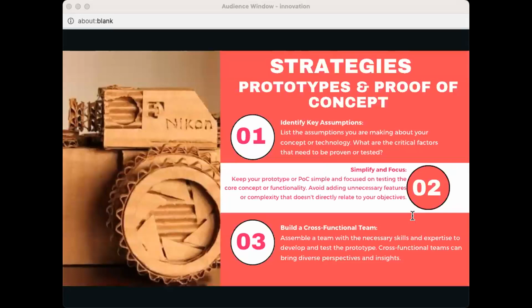And the strategies, again: identify your key assumptions. What are the critical factors that you need to prove or test? You are assuming that this is how the consumer is going to use your product, and then keep it simple. Simplify the focus. It does A, it does B, and then it does C. Do not let it do A, B, C, D, E, F, none of that. Just do A, B, C. That's it.